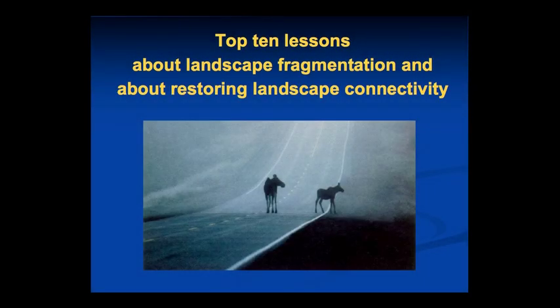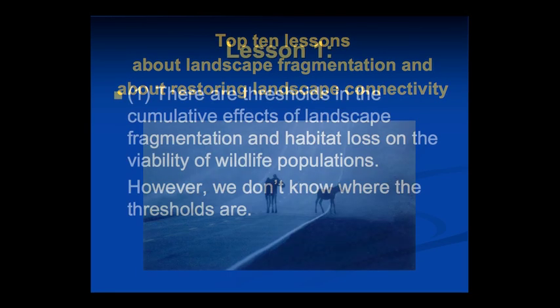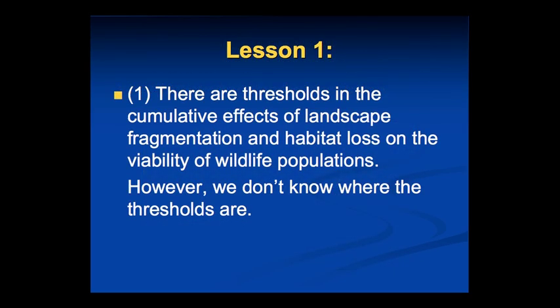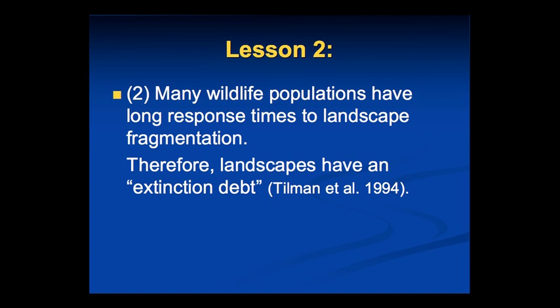Now I would like to summarize what we've learned, as I see it, in top 10 lessons about landscape fragmentation and about restoring landscape connectivity. So the first one is there are thresholds in the cumulative effects of landscape fragmentation and habitat loss on the viability of wildlife populations. However, we don't know where these thresholds are, or we know very little where they are. So we have to take that into account, that we know very little about them.